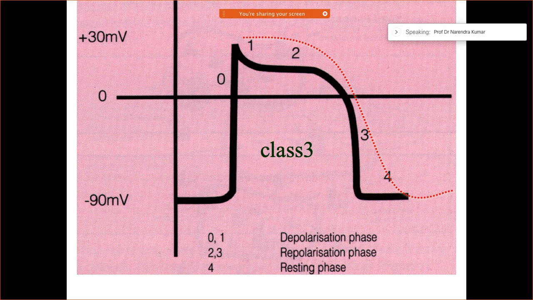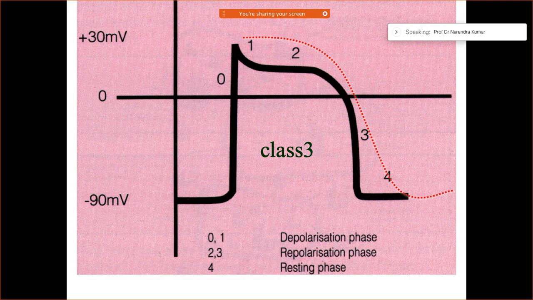Then the 1B is the one that shortens the refractory period in phase 3, and 1C slows the sodium influx in phase 1. And the class 3, as I already showed you, extends phase 2 and phase 3.